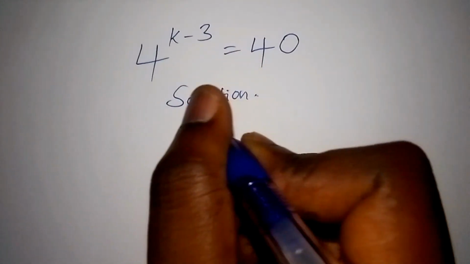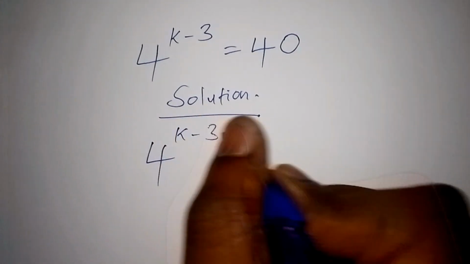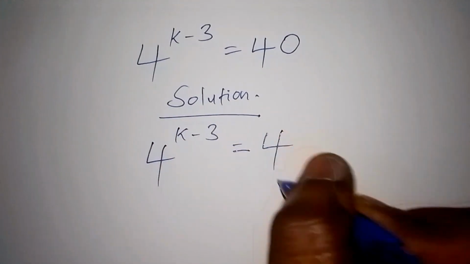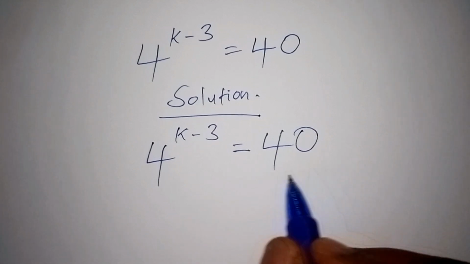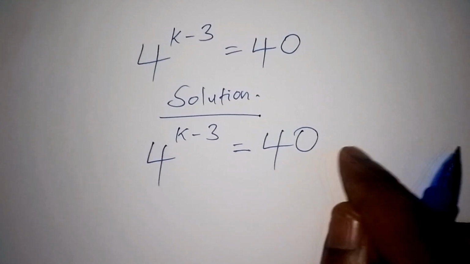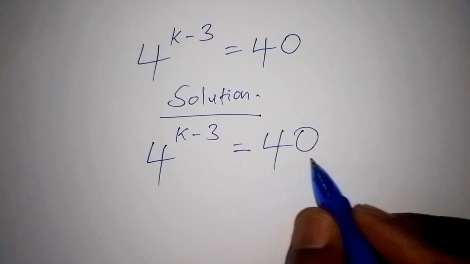So in our solution, we now have 4 to the power of k minus 3 should give us 40. Wondering how to solve this maths problem? We cannot find the whole number, that is, we cannot find the base of 40.